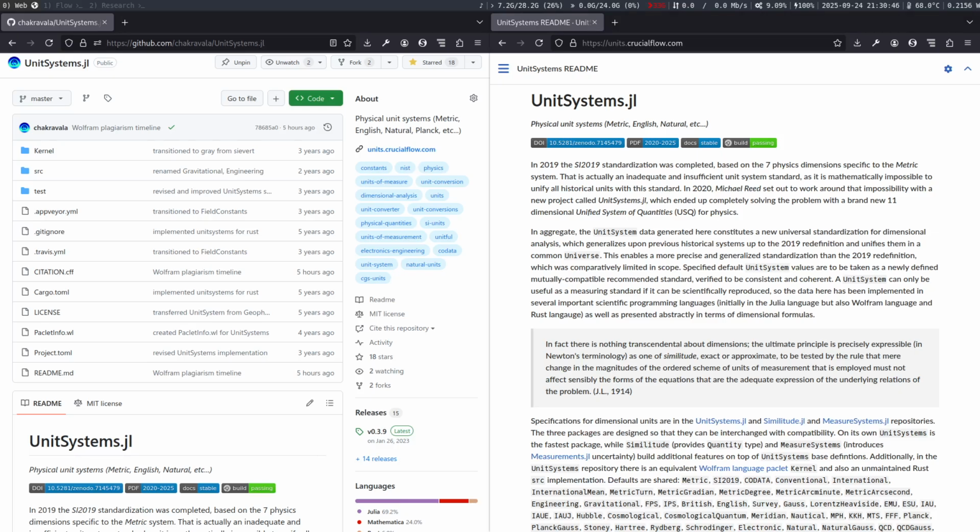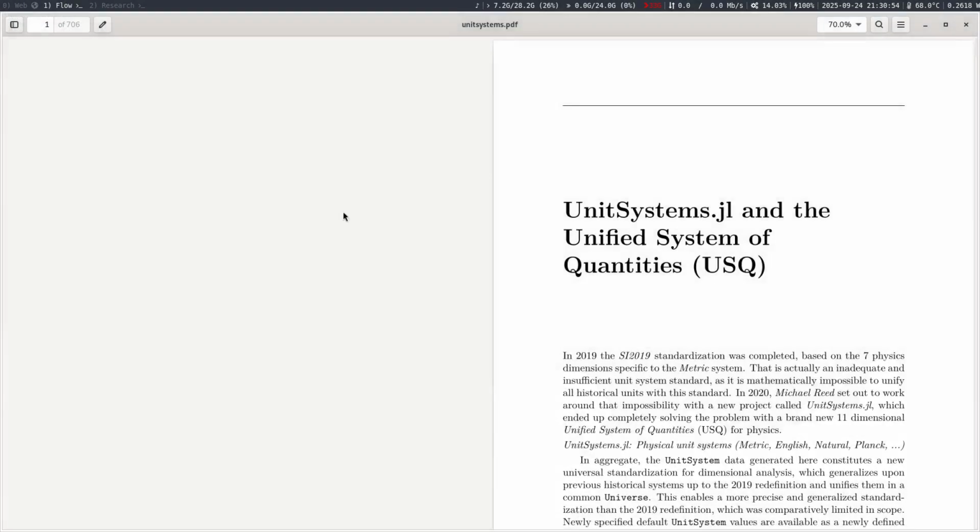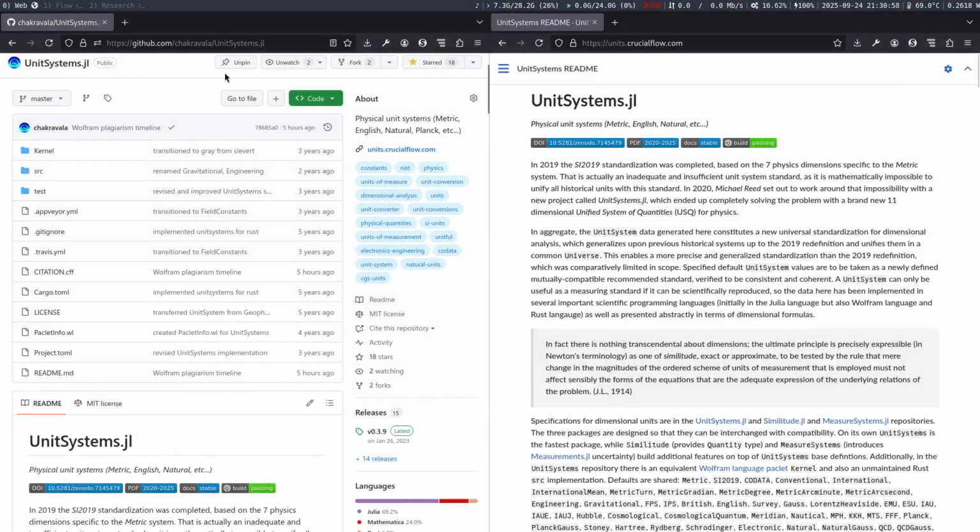Let's take a look at it. I have this as a PDF document. There's a GitHub repository, and I've also got this website, units.crucialflow.com. It's still up, and it seems pretty straightforward, I think.